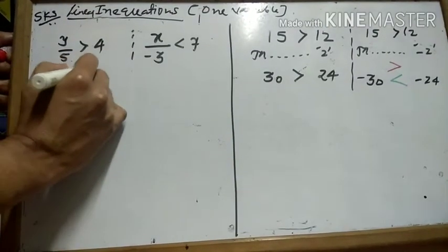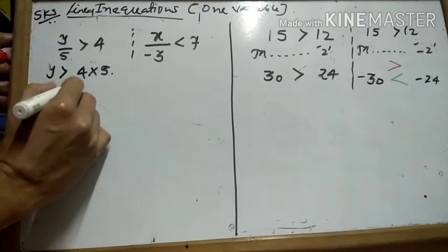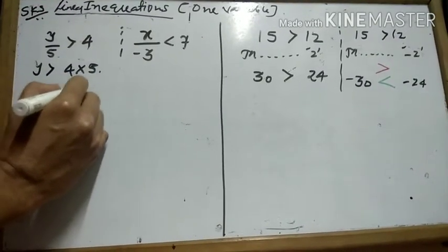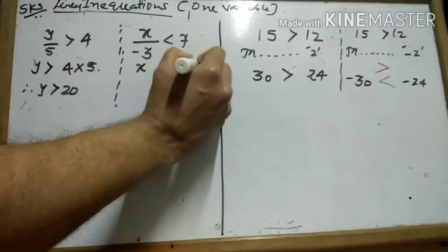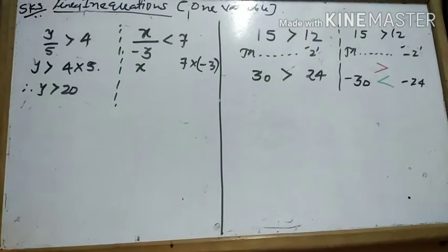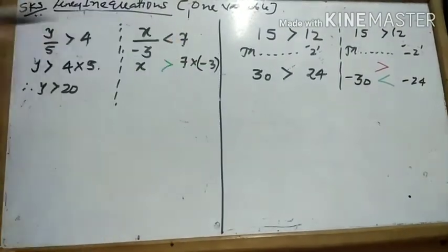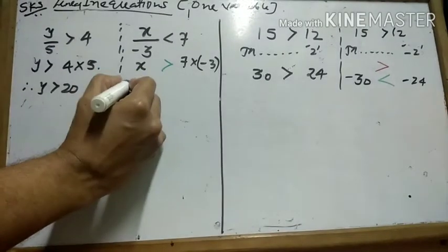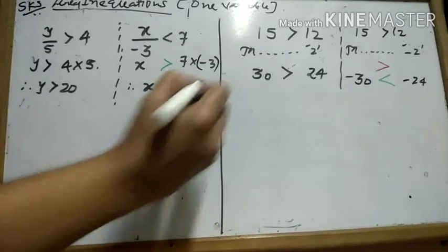Y is greater than 4 into 5. So therefore, Y will be greater than 20. Over here, X, and I'm multiplying negative 3 on the other side. Then as I told you, this greater than will become less than, and your final answer is X is greater than negative 21.